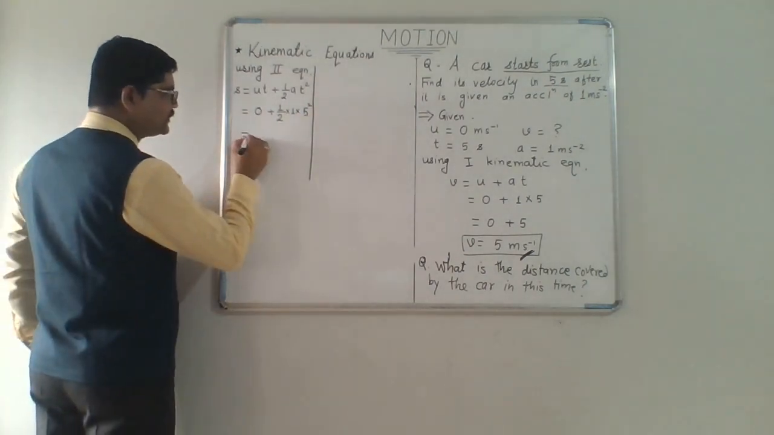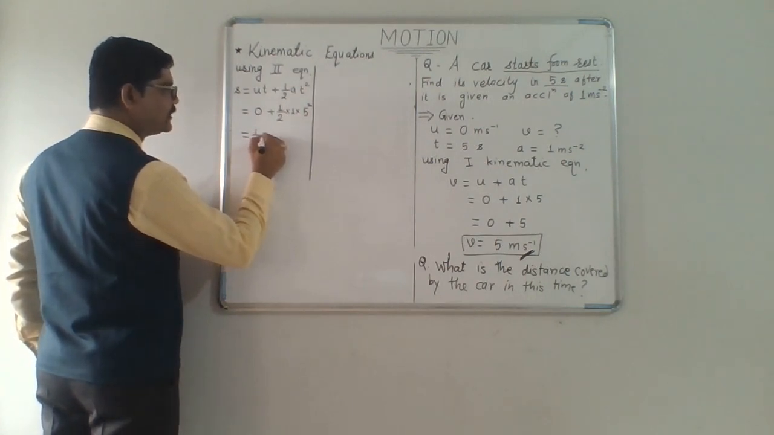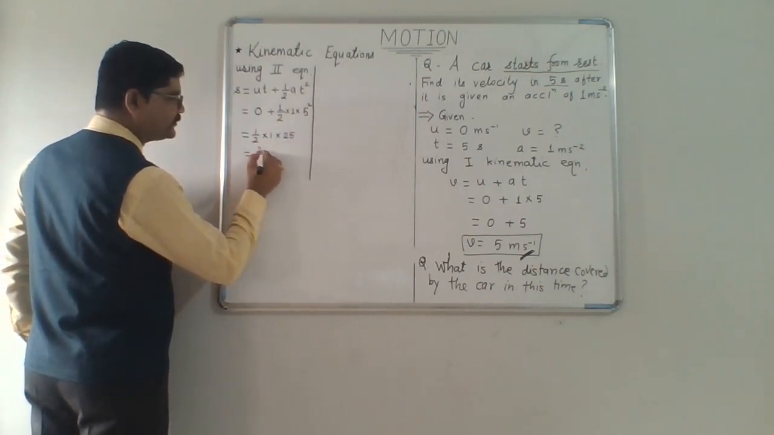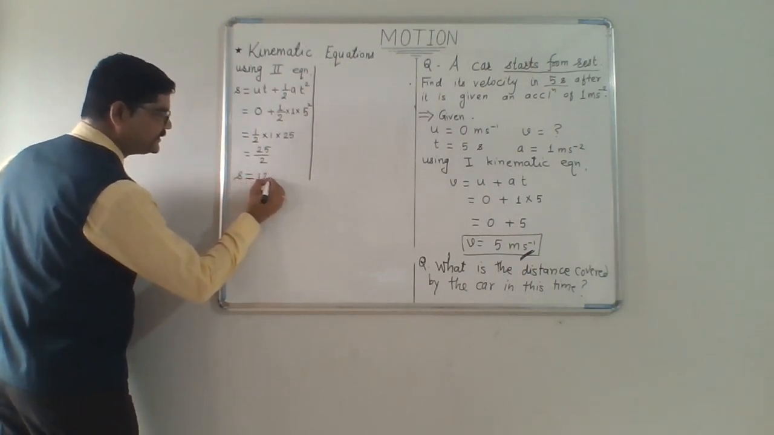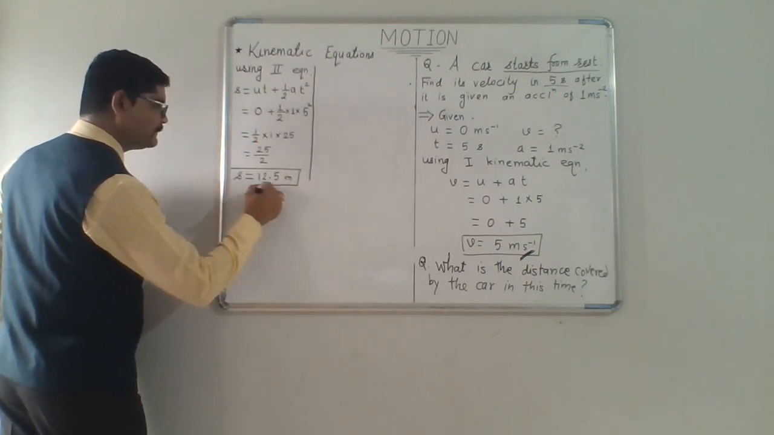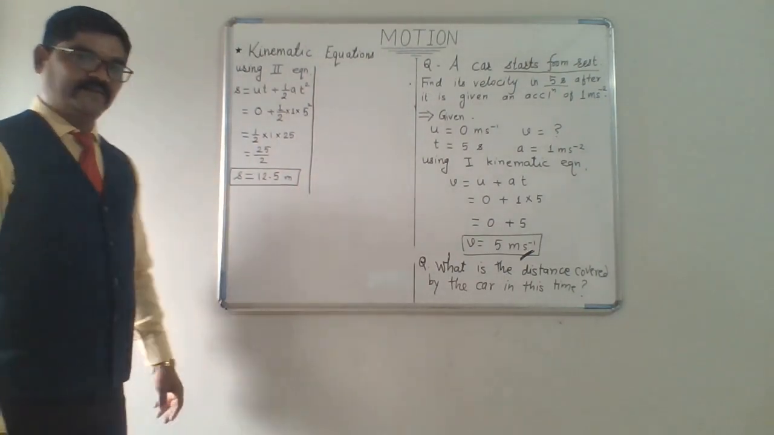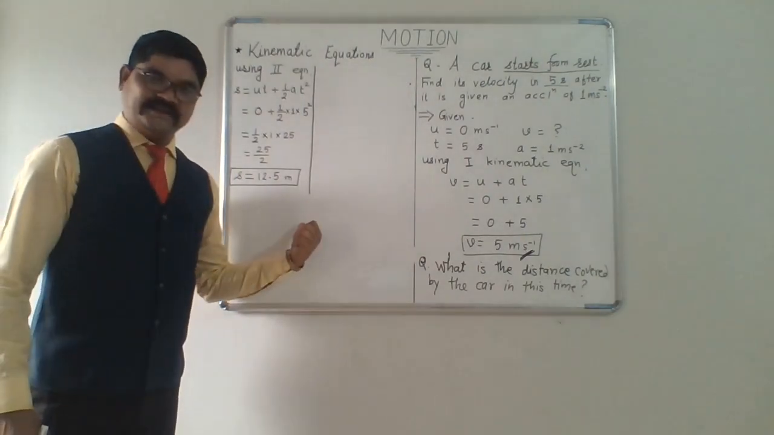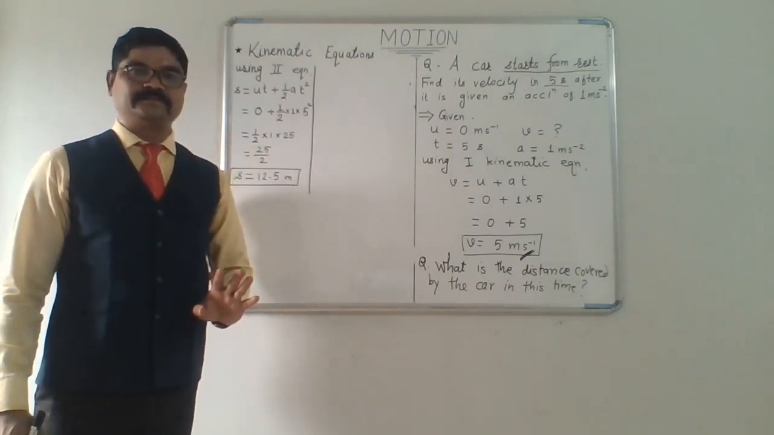So let us solve it. This will come as 1 by 2 into 1 into 25, or 25 by 2. The distance covered by the body, by the car, in this time is 12.5 meters. Here we had used the second kinematic equation. Now we can calculate the distance covered by using the third kinematic equation also. Let us see.